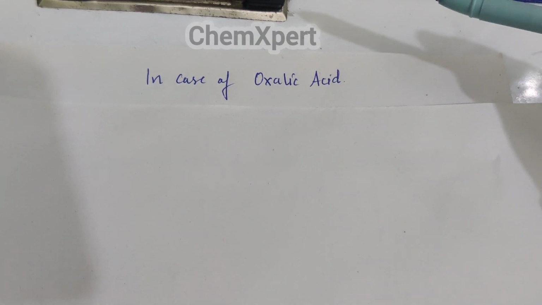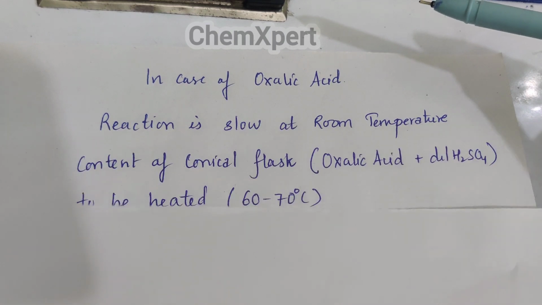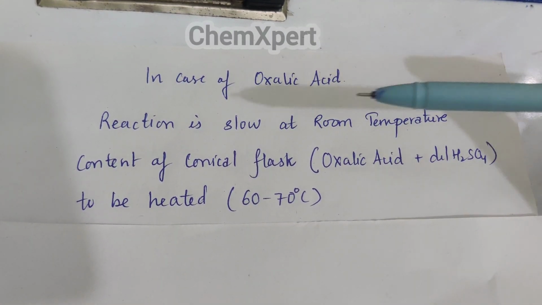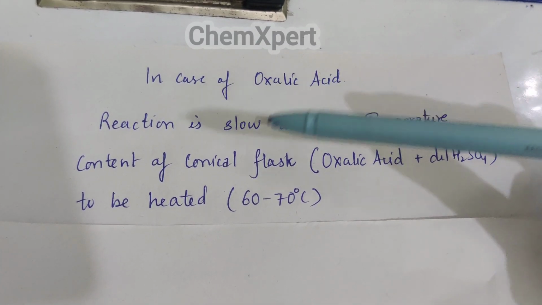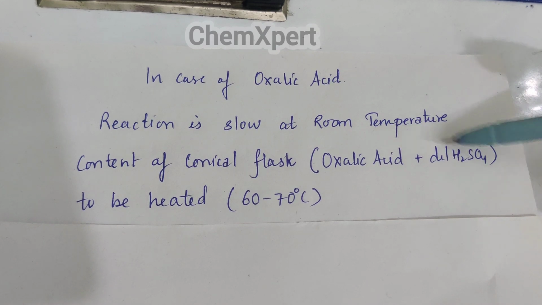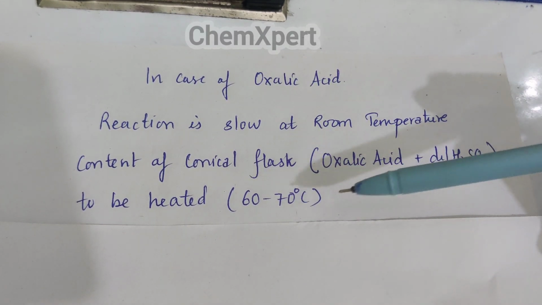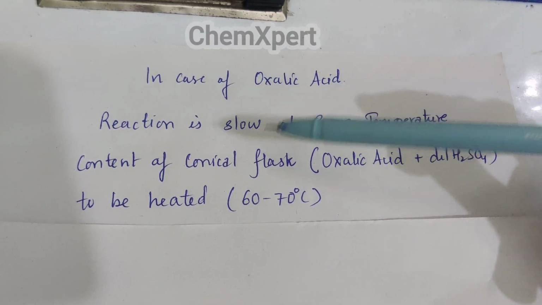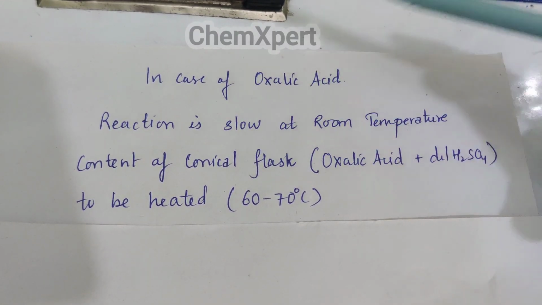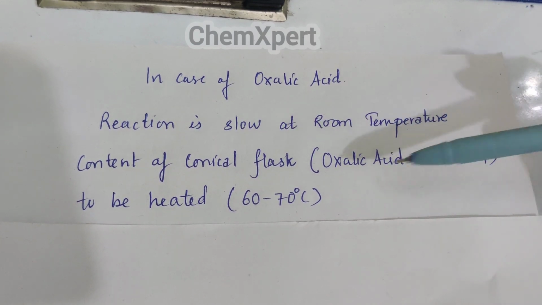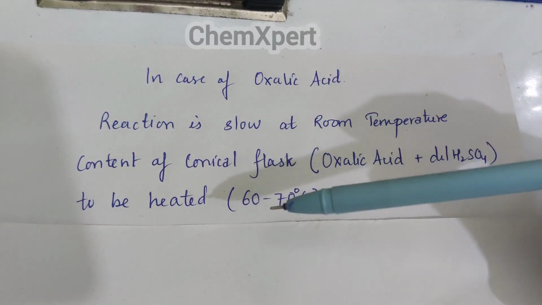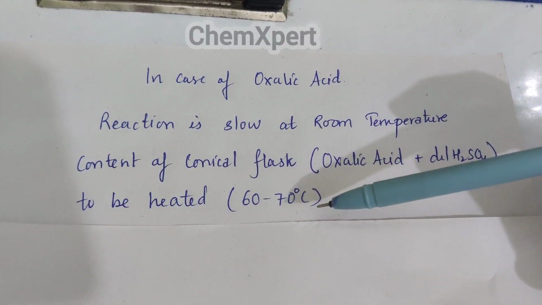Now the question arises, why is it heated? The reason is that the reaction is slow at room temperature, and the content of the conical flask which contains oxalic acid and dilute H2SO4 is heated to 60 to 70 degrees Celsius so that the reaction will become slightly fast. So why is it heated? Because the reaction is slow at room temperature. Now the question arises, why is it heated only up to 60 to 70 degrees Celsius?